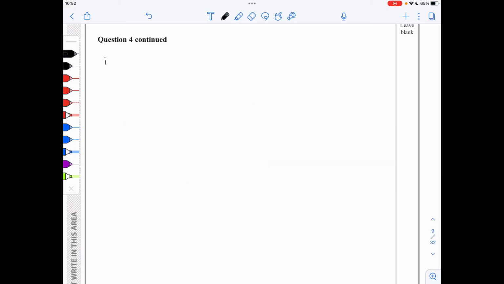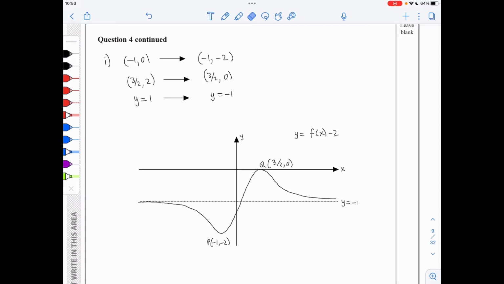So starting from the first part, we need to consider where each point is mapped to. The point minus 1, 0 will be mapped to minus 1, minus 2, because I'm deducting 2 from y. The point 3 over 2, comma 2 will get mapped to 3 over 2, comma 0, and the asymptote, which was originally at y is 1, will now go to y is negative 1, and therefore the graph should look something like this.